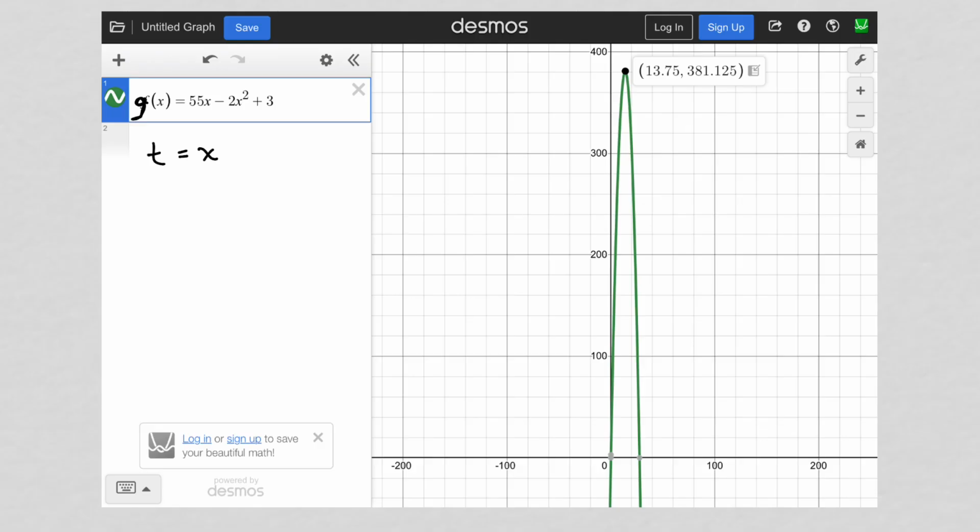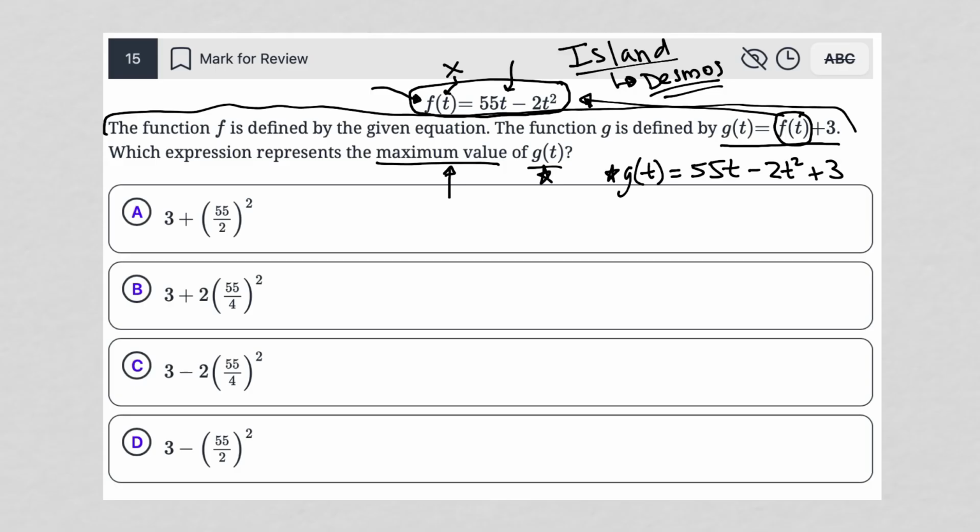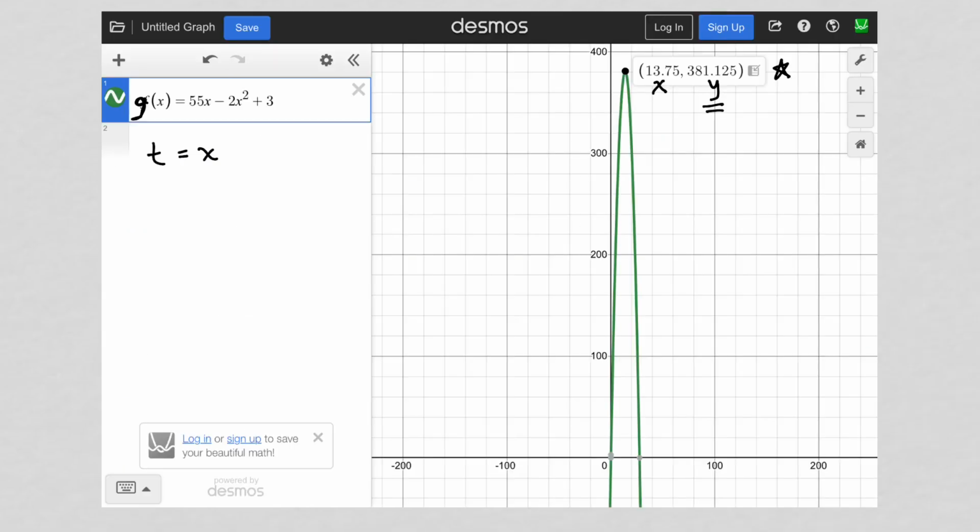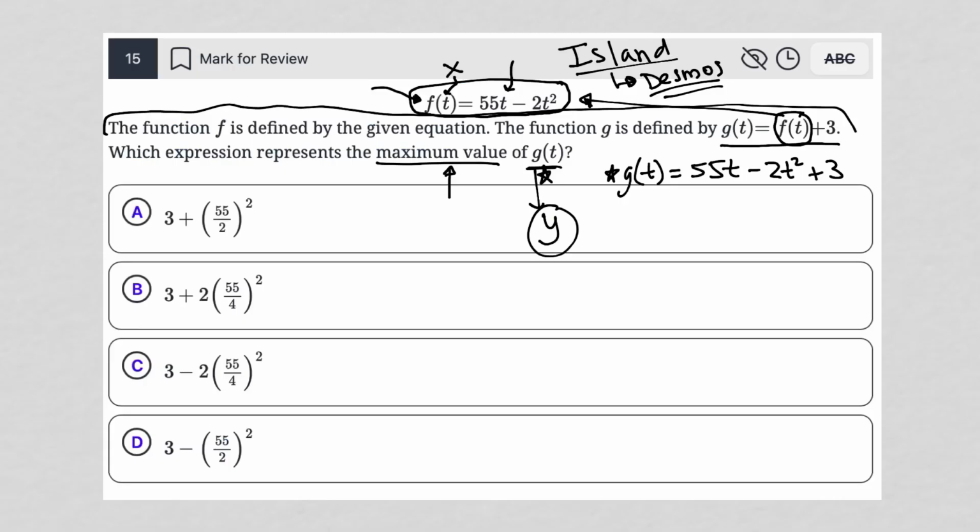And when I graph it, I see that my maximum value, or the maximum point of this graph, is where x is equal to 13.75 and where y is equal to 381.125. I'm pretty sure they want the y value. Let's just make sure. Which expression represents the maximum value of g of t, right? Because g of t is a y value. Hopefully you realize that. So g of t is a y value. So we want that 381.25. That's what we're looking for. 381.25 is the answer that we want.